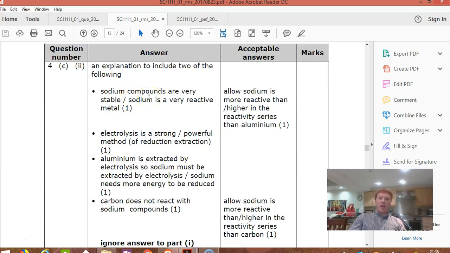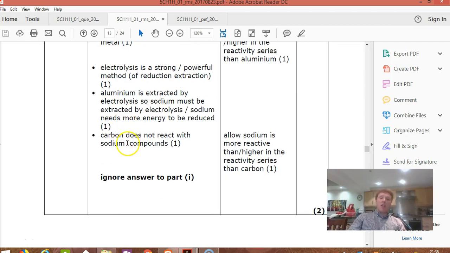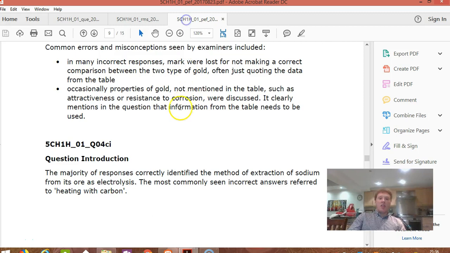Sodium is very reactive. You could say sodium is more reactive than aluminium. Electrolysis is a powerful method of extraction. Aluminium is extracted by electrolysis, so sodium must be extracted by electrolysis because sodium is higher than aluminium. Carbon does not react with sodium compounds. So there you go.